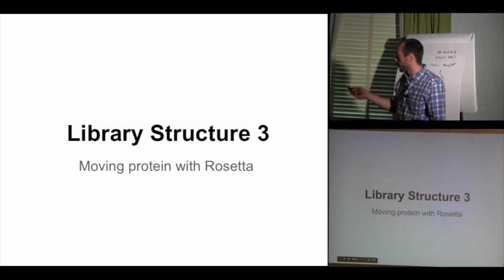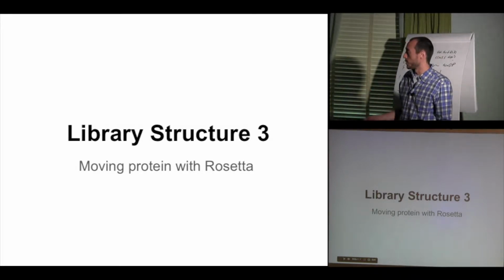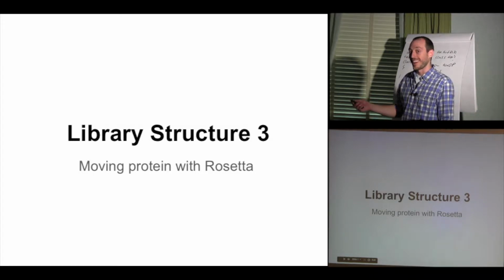Great. So today I'm going to talk about library structure 3, which is essentially how you can control movement in Rosetta, some of the kinematics in more detail than we've looked at. And then after this, we're going to be doing a lab on the FoldTree where you'll get hands-on on some of the really fundamental and tweakable kinematics that you have access to in Rosetta.